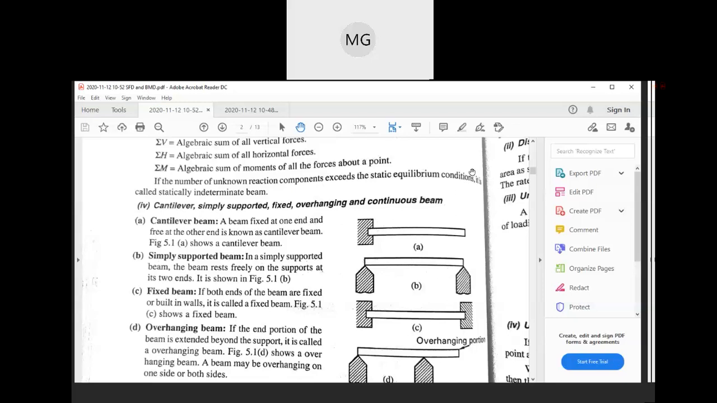So the couple is counterclockwise. This is the reference point. On the right of the reference point, the couple is acting in the counterclockwise direction, or the beam will bend like this, like a smiley, a sagging moment. So that is positive.